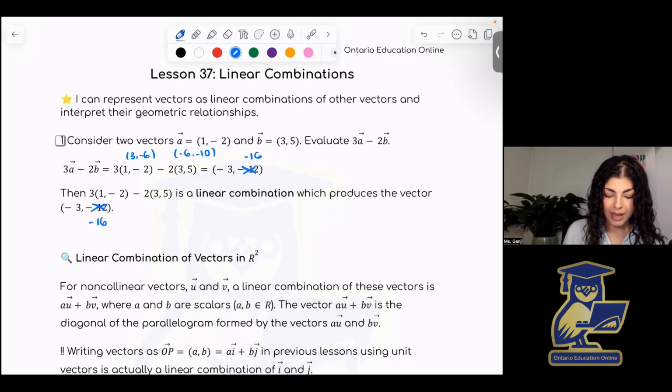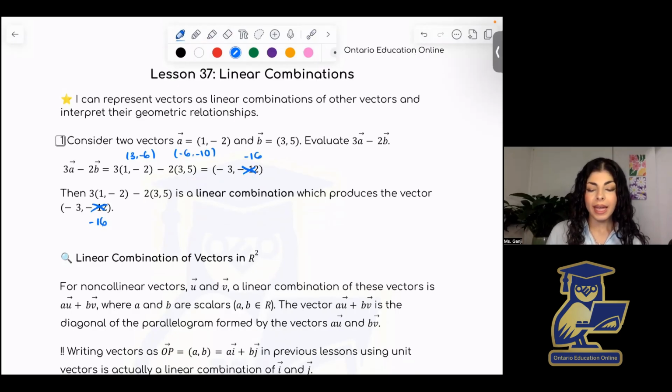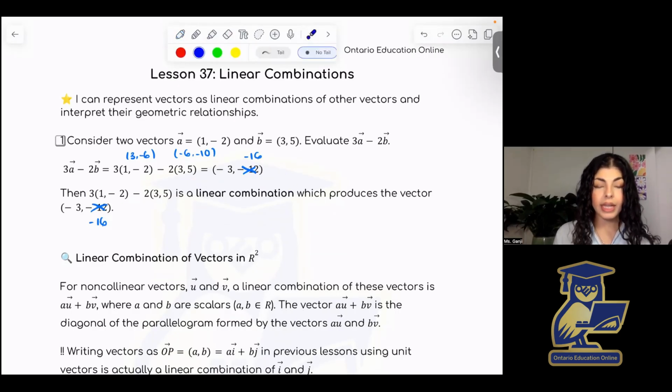There we go. Okay, so then we really say that this expression here is a linear combination of A and B, so vectors A and B, and it produces the vector -3, -16. Because we're performing some operations, whether it's scalar multiplication or vector addition, and we are getting a final result here.